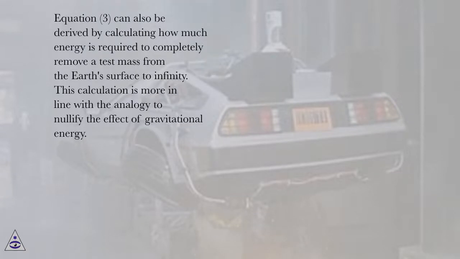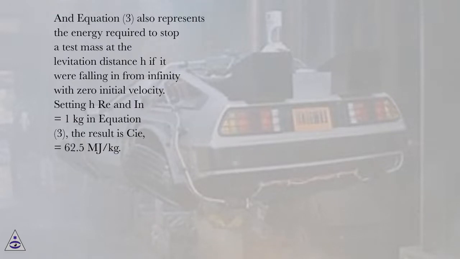Equation 3 can also be derived by calculating how much energy is required to completely remove a test mass from the Earth's surface to infinity. This calculation is more in line with the analogy to nullify the effect of gravitational energy. And equation 3 also represents the energy required to stop a test mass at the levitation distance h if it were falling in from infinity with zero initial velocity.